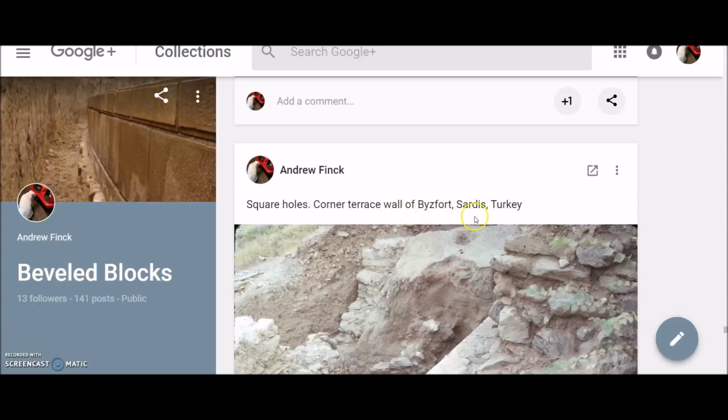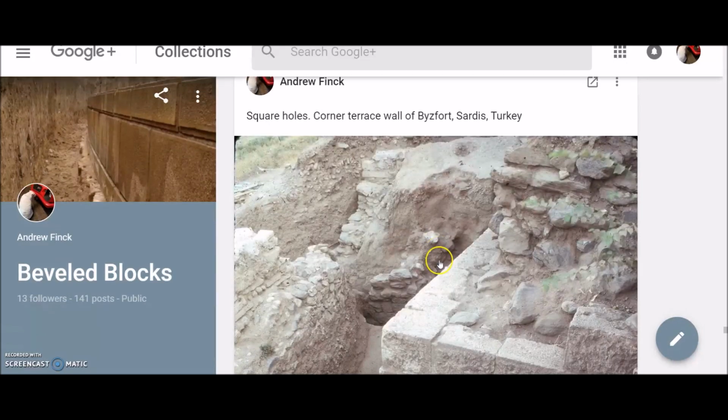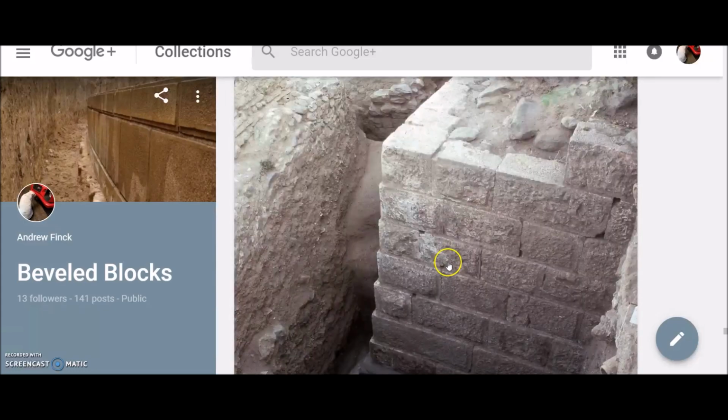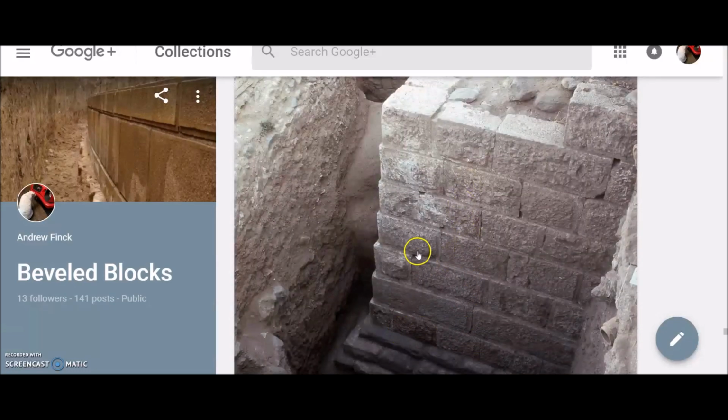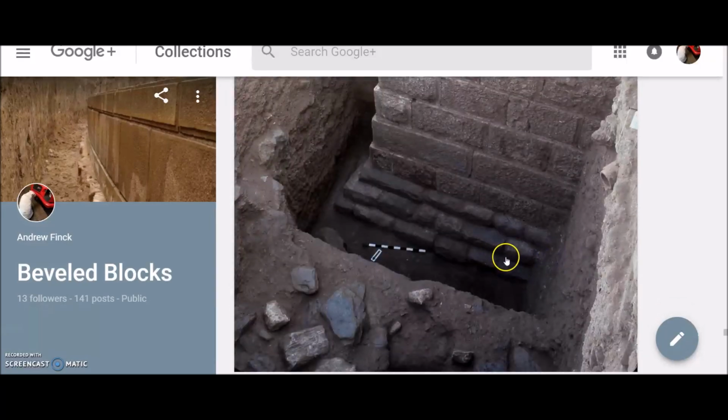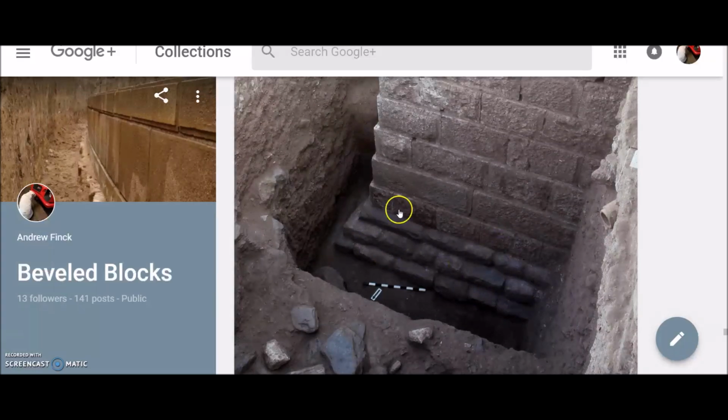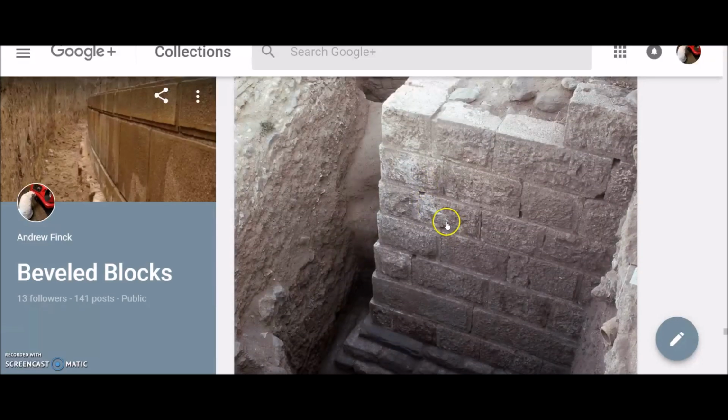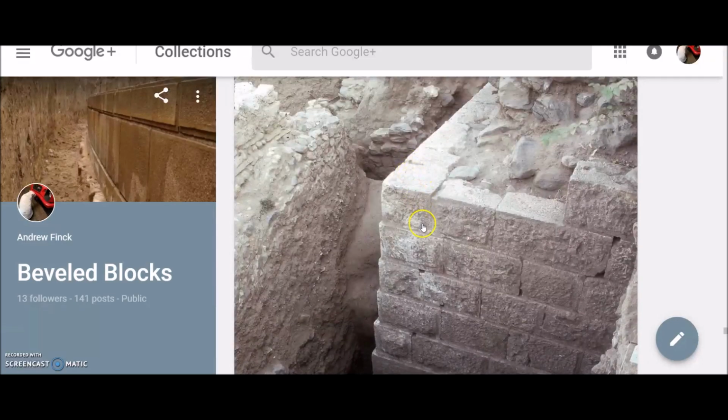Okay, next, we are still in Turkey. This is the Bin Tepe fort at Sardis. And look at this excavation. Look how far down it goes. Bevel blocks, square holes at corners again. It's interesting that there is a rougher foundation for this site. That's peculiar. You would think that the foundation would be of the same quality as the bevel blocks. This may imply a rebuilt structure.